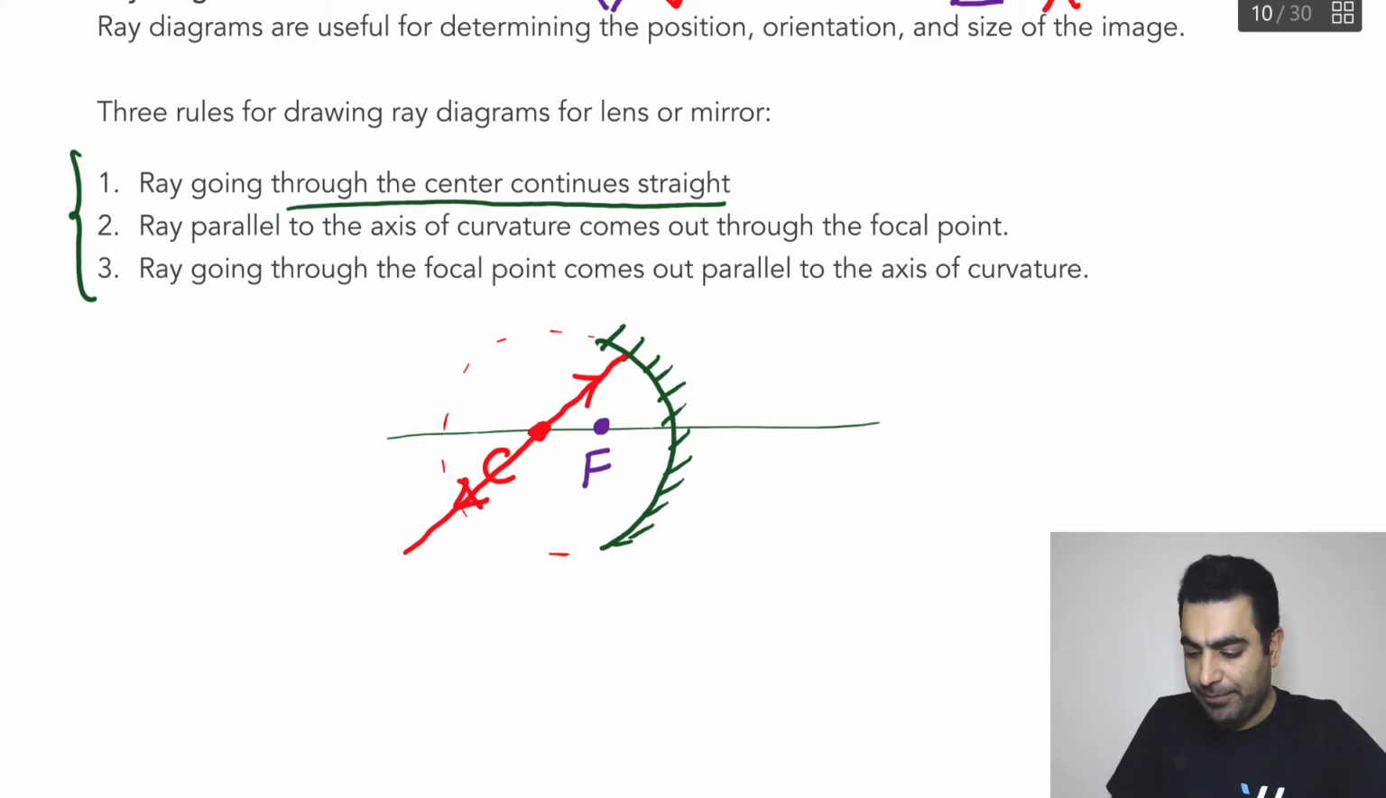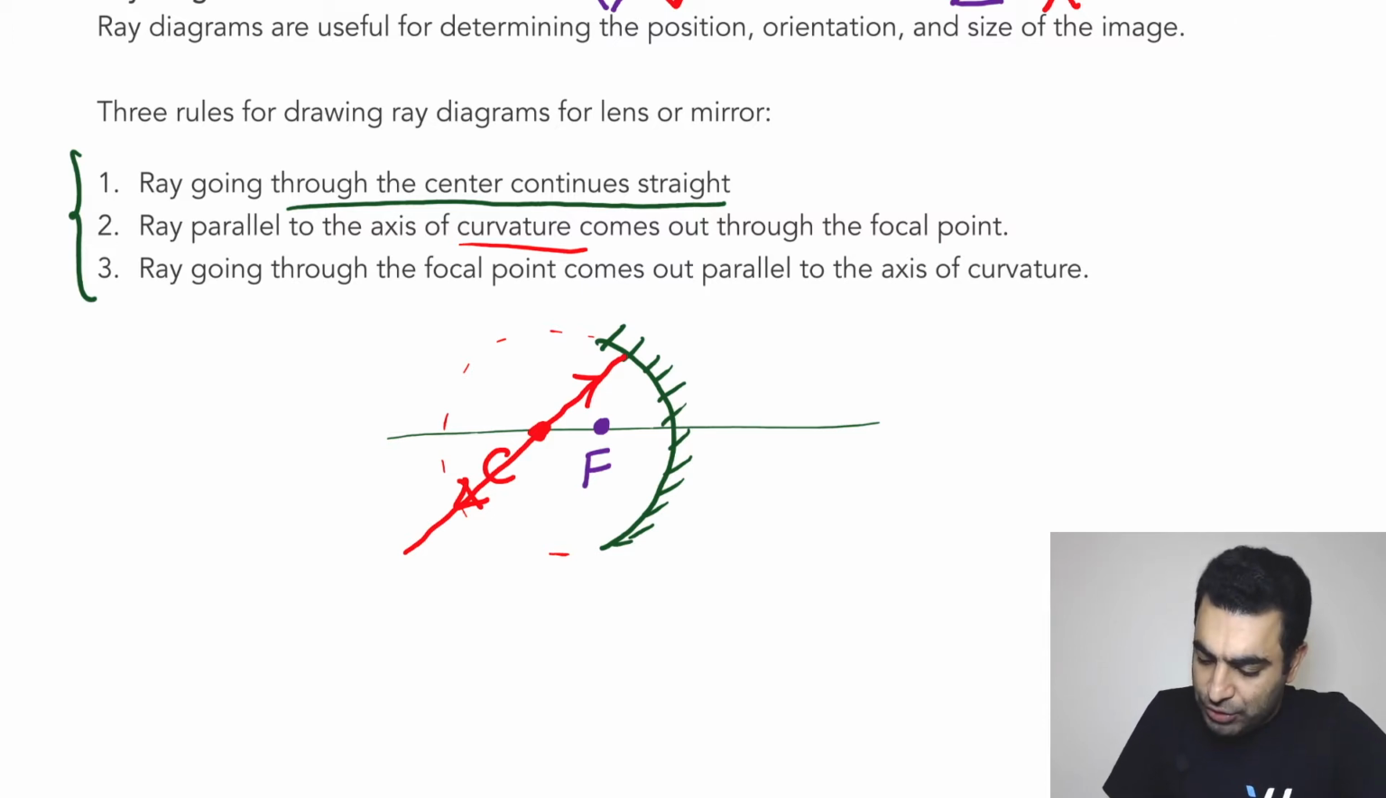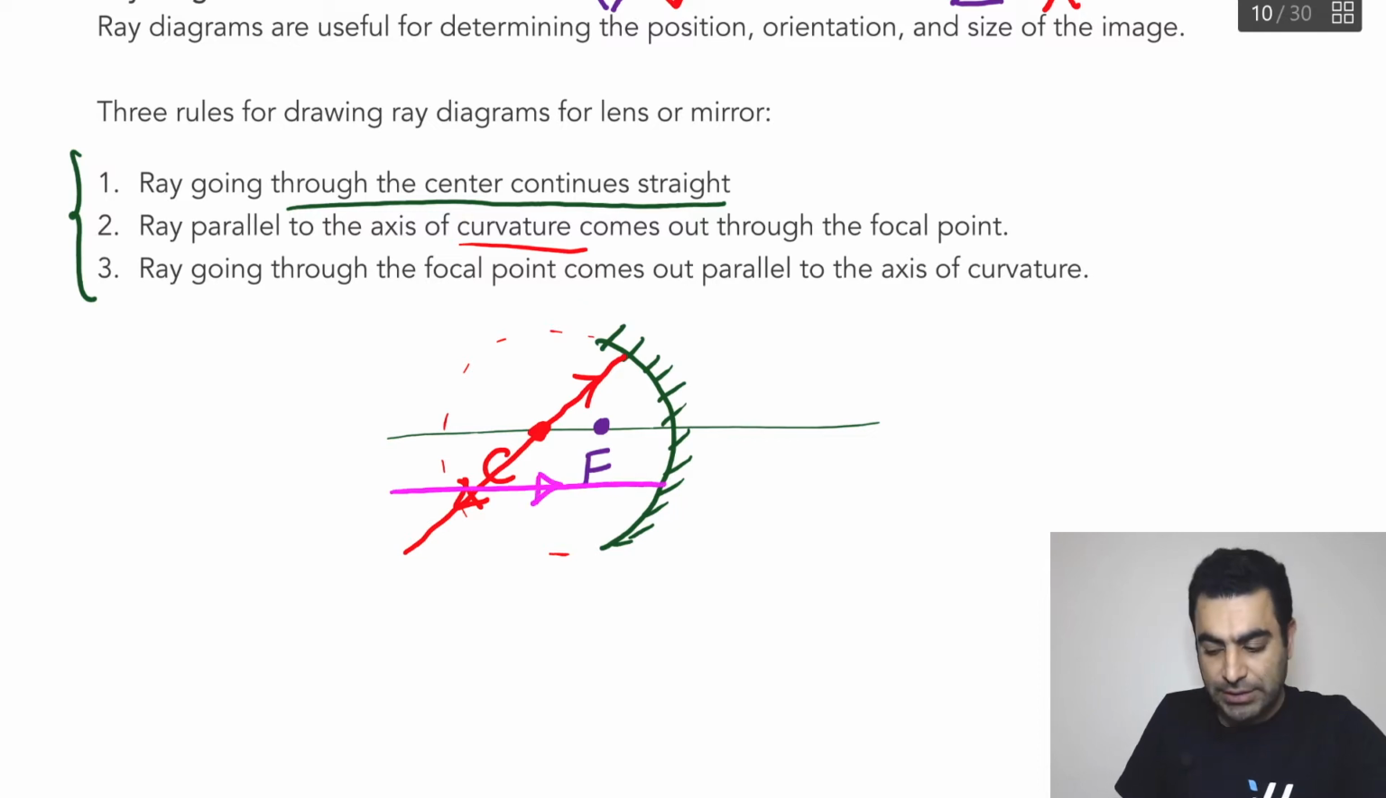That's the first type. The second type is the ray which is parallel to the axis of the curvature and comes out through the focal point. The line shown here with the green color is the axis of the curvature. If I want to show you the ray described in the second one, the ray is going to move straight, parallel to this axis, as you can see here, and after reflection is going to pass through the focal point F. So that would be this ray here.